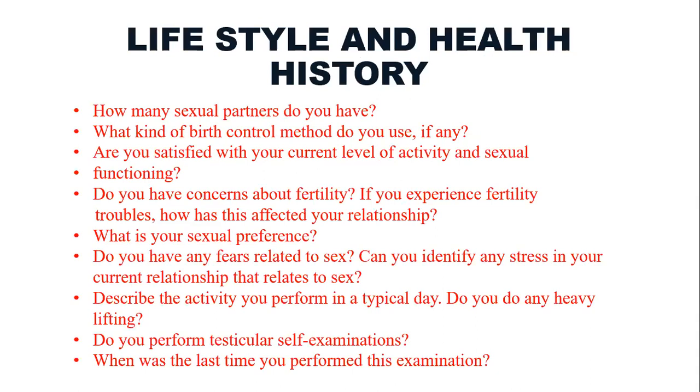Next is the lifestyle and health history. How many sexual partners do you have? What kind of birth control method do you use, if any? Are you satisfied with your current level of activity and sexual functioning? Do you have any concerns about fertility, or do you experience fertility troubles? And how has this affected your relationship? And next, what is your sexual preference?